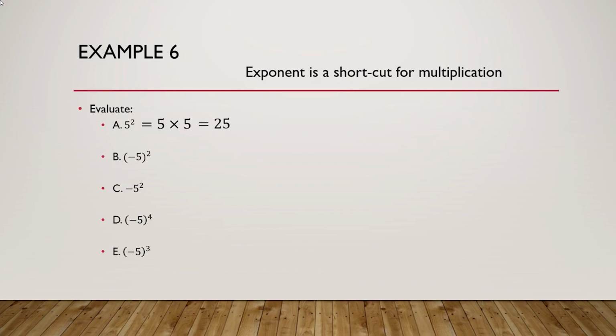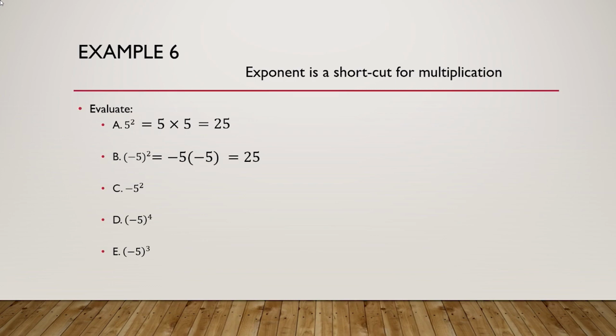Negative 5 squared, that would be negative 5 times itself twice. So that would be negative 5 times negative 5. Multiply it first, so 5 times 5 is 25. Then do the sign rule. Since the signs are the same, it's going to be a positive 25.